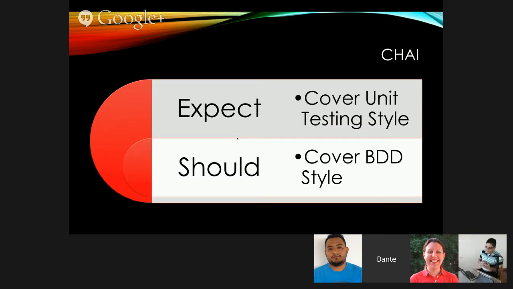Chai, what is Chai? Chai is my assertion library. Chai has two major ways to write: the spec style and the tool style. The spec is more unit testing style. It is something related to the El Mago talk. You choose spec when you are writing unit testing, but you choose tool if you write BDD style.